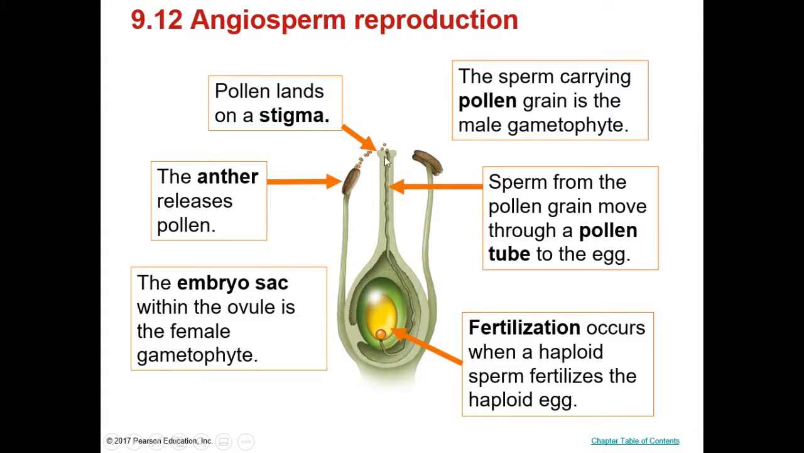The stigma has a long tube that leads over to the ovule, and that's how plants can achieve fertilization. They can self fertilize, so a lot of the time this happens, but also pollen can come from other plants. As long as it's from the same species, that pollen can be taken in order to fertilize that ovule right there, that egg.